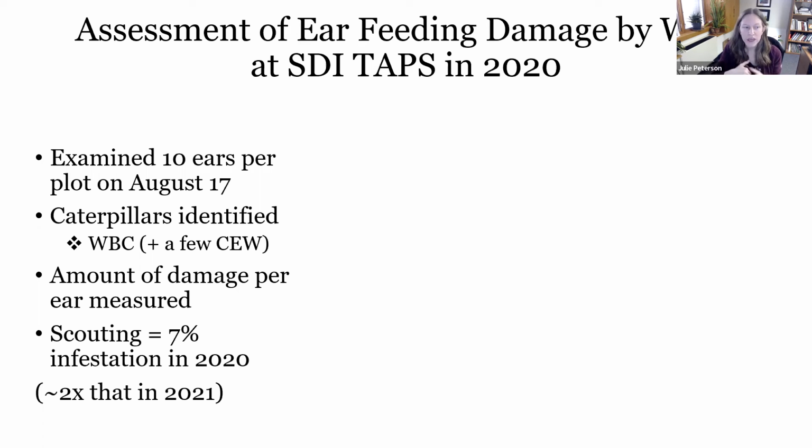The scouting that we had done earlier in the season revealed about a 7% infestation rate. Now our threshold is 5 to 8%, so we did not end up doing any insecticide spraying here. And just to give you an idea as well, we have since had even much higher pressure in these fields. Like in 2021, it was more than twice that amount. So this is sort of a medium to low amount of pressure.